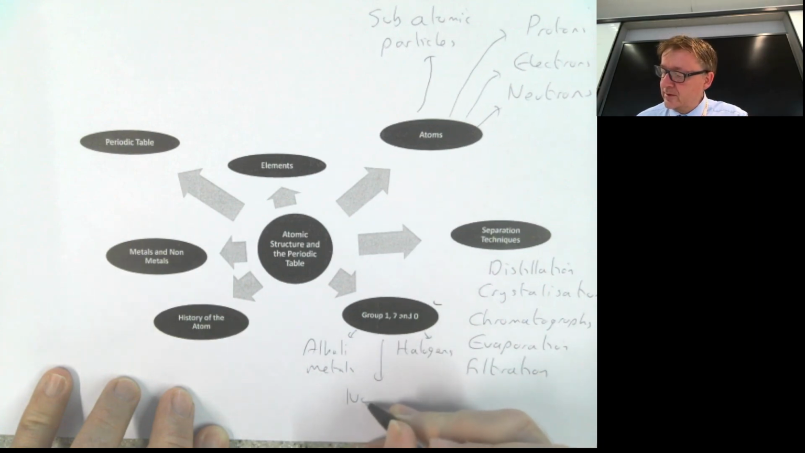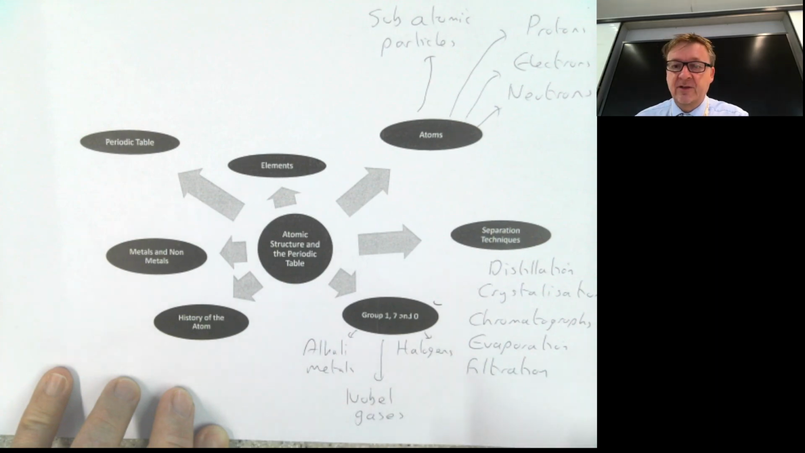Down the middle, I'm then just going to write down noble gases. Noble gases are the unreactive ones: helium, neon, argon. They're unreactive because they've got a full outer shell.